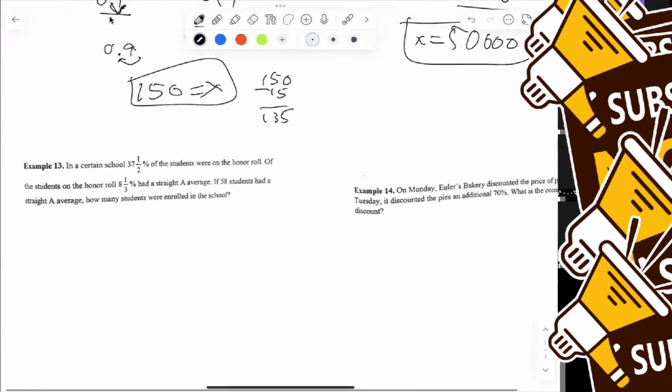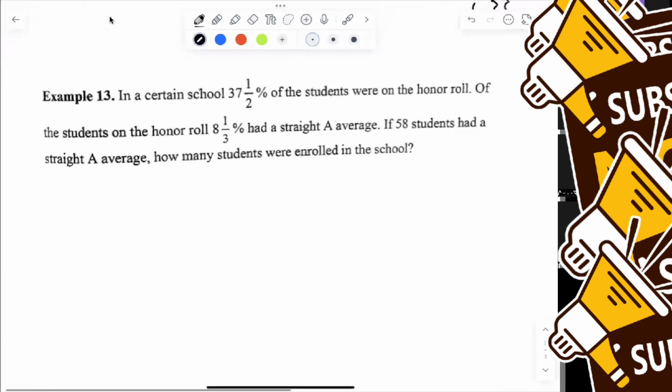Not bad. Let's do example 13. In a certain school, 37.5% of students were on the honor roll. Of the students on the honor roll, 8 1/3% had a straight A average. If 58 students had a straight A average, how many students were enrolled in the school? I'll let you guys have a try at this question and tell me your answer in chat.